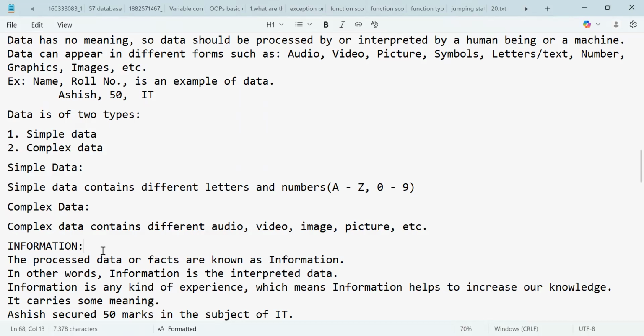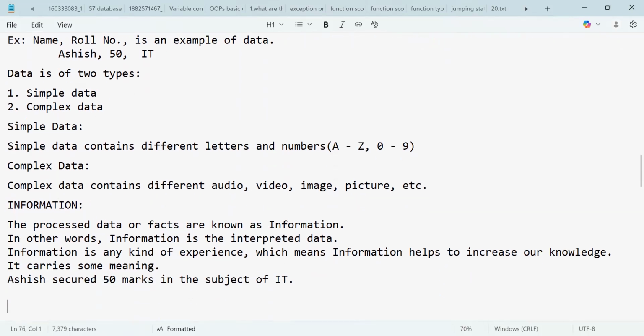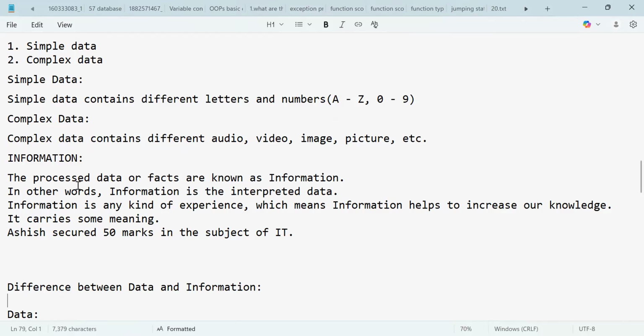Next up is information. One is data, another is information. What is information? Processed data or facts are known as information. In other words, information is interpreted data. Information is any kind of experience that helps to increase our knowledge or carries some meaning. Data has no meaning, everything is just stored in it. Whenever it is processed, it increases our knowledge and carries some meaning. That is known as information.